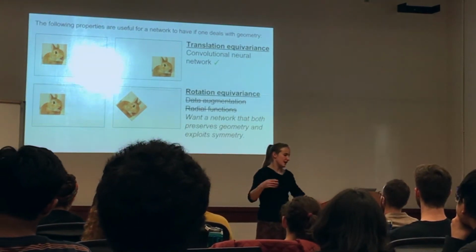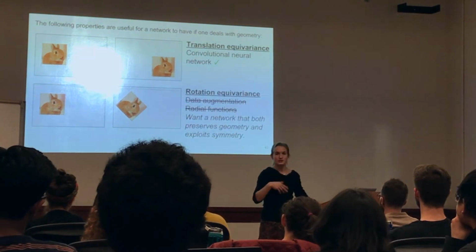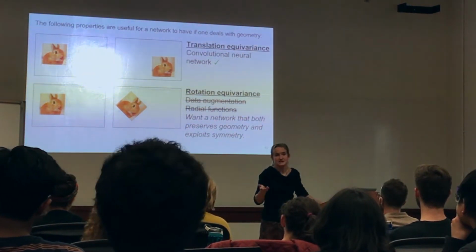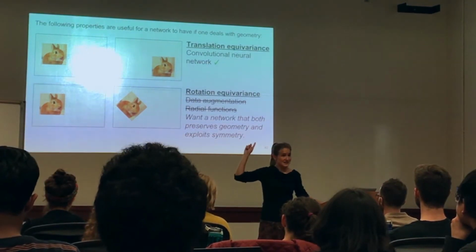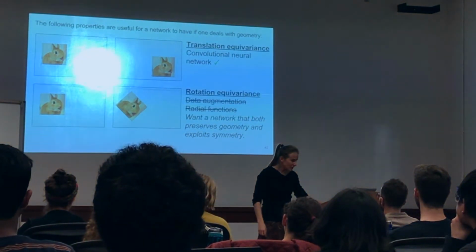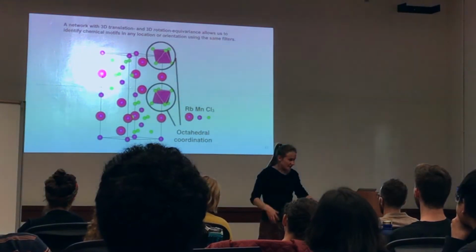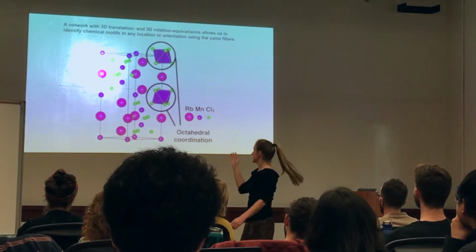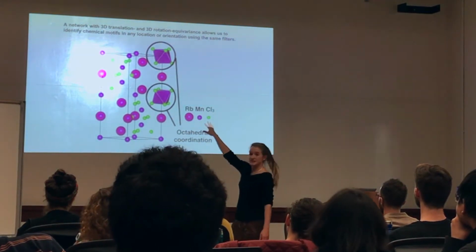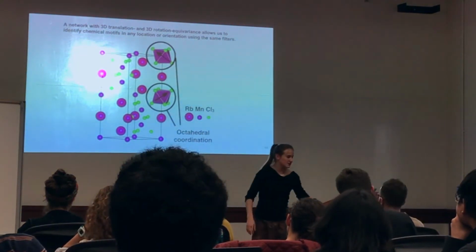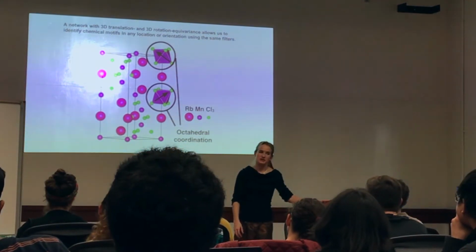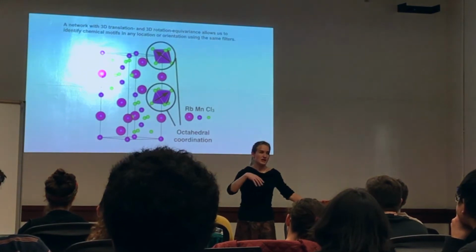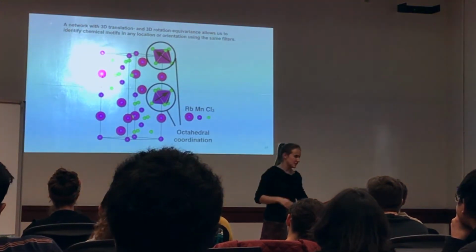And so ideally you want a network that is able to preserve both the geometry and symmetry of your problem. And I think this is particularly important for atomic systems because the laws of physics have these symmetries encoded in them. An especially big reason why I think this is important is that in crystal structures like the one I'm showing here, we might have these octahedral motifs, and they'll be in different orientations, and it'd be really nice if we could use the same filters on both orientations, both locations. If you have these properties as part of your network, you can do this.